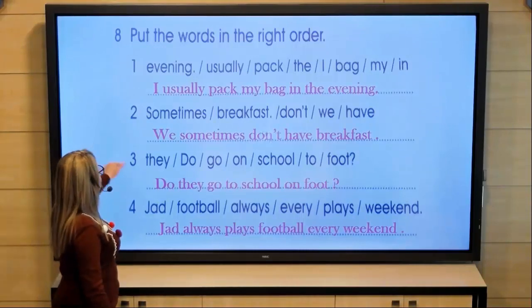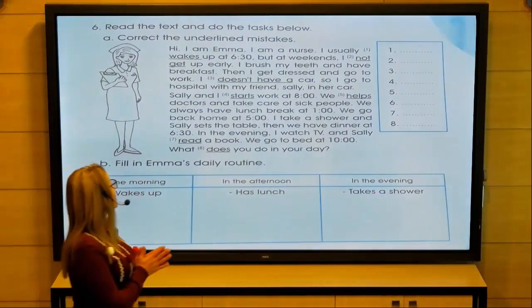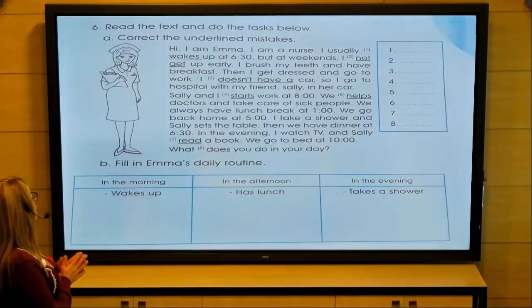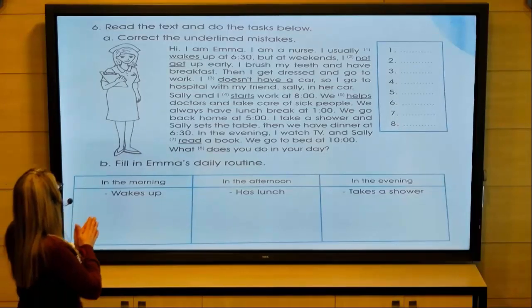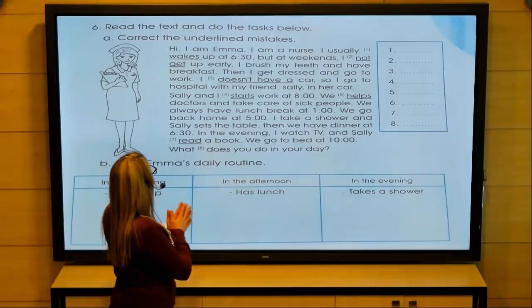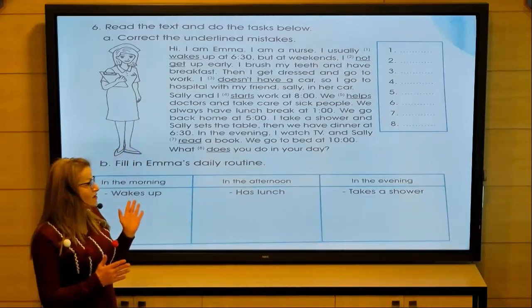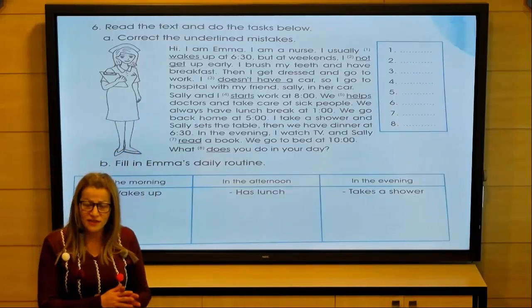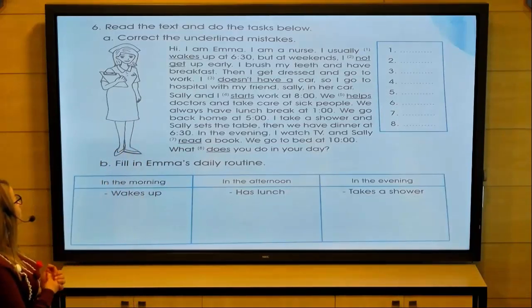Now, close your workbook and open your textbook on page 13, exercise 6. Read the text and do the tasks below. In the first one, correct the underlined mistakes. In this text, we have many mistakes and you have to correct them. Let's read it together. Listen to me.